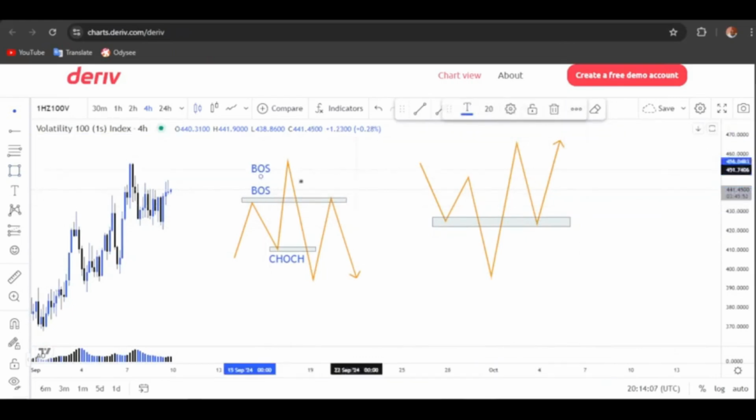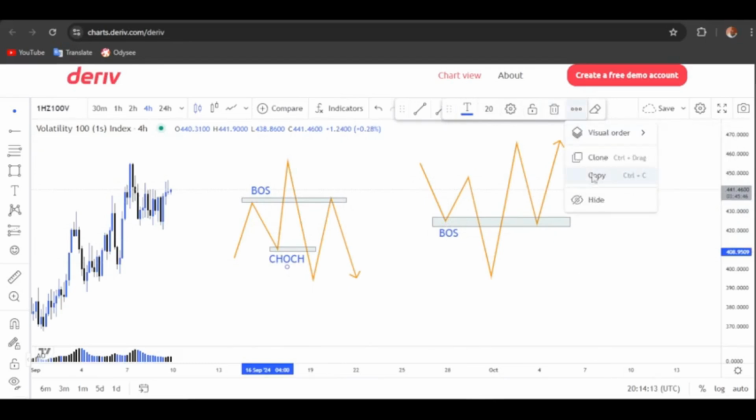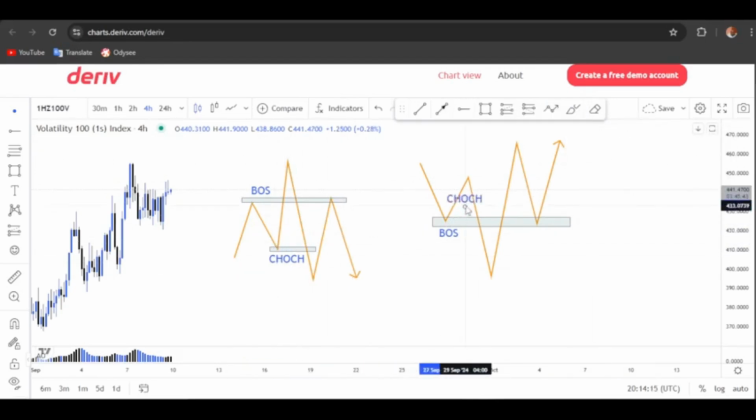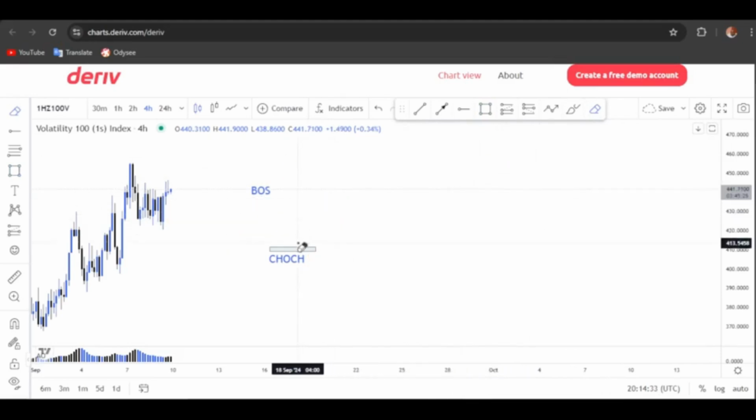So basically this is what I'll be showing you. We have our break of structure over here, and we have our change of character over there. Once the market reaches this level, we'll be looking for buying opportunities. That's what I'll be showing you guys on this channel.